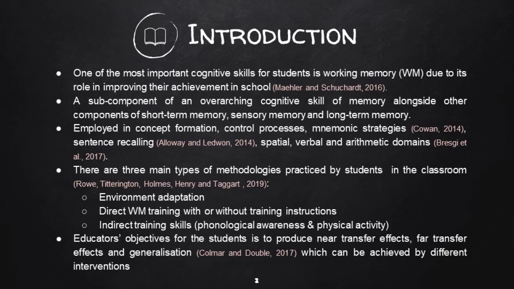As working memory is acknowledged as an important component in learning, there is an emergence of multiple interventions devised and utilized for specific settings. There are three main types of methodologies practiced by children aged 4 until 11 years old in the classroom. They consist of environment adaptation, direct working memory training with or without training instruction, and indirect training skills such as phonological awareness and physical activity. In addition to the above mentioned, there are also computerized interventions of working memory. Educators' objectives for the students remain the same, which is to produce near transfer effects, far transfer effects, and generalization, which can be achieved by different interventions.